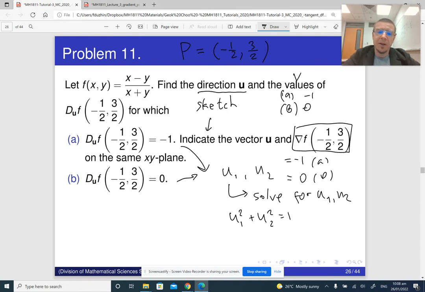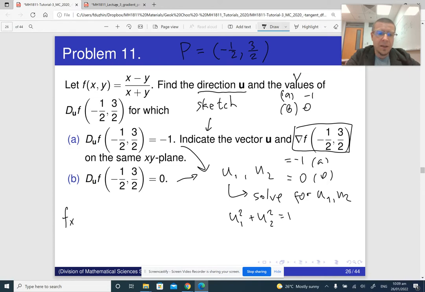But first we need to find this vector nabla f at the given point. So we need to differentiate f with respect to both x and y.